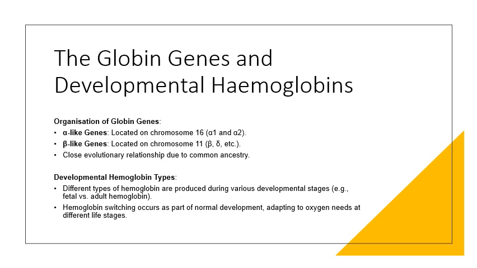Different types of hemoglobin are expressed during various stages of human development to meet changing oxygen needs. For example, HbF, which is the fetal hemoglobin, dominates during fetal development with a higher oxygen affinity for efficient transfer from maternal blood.